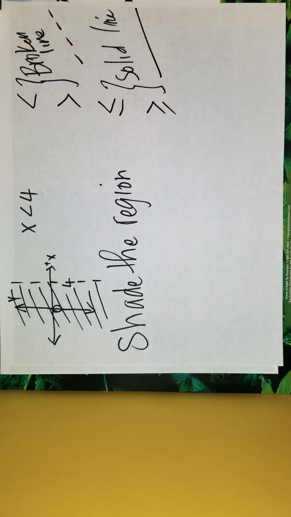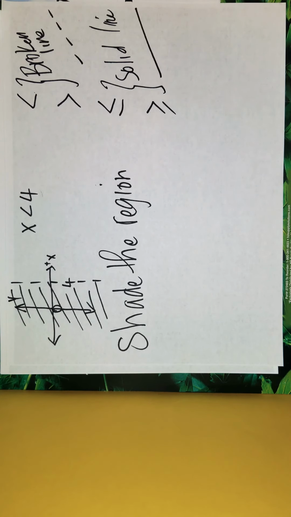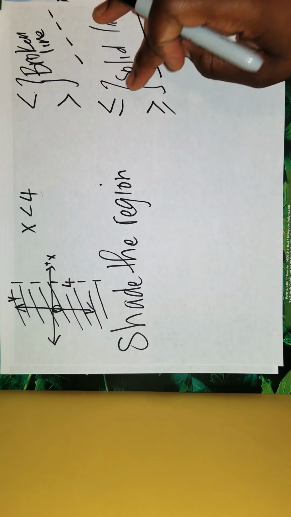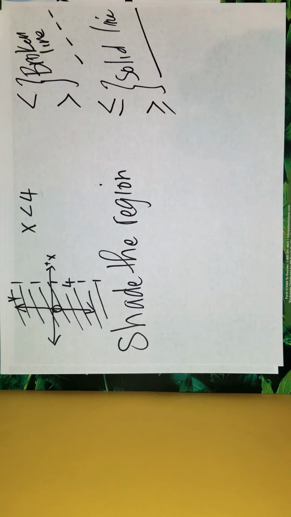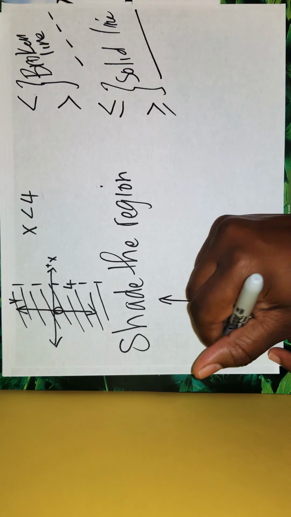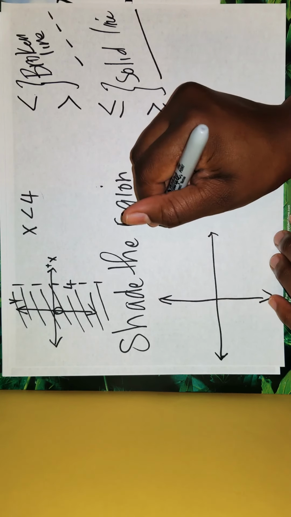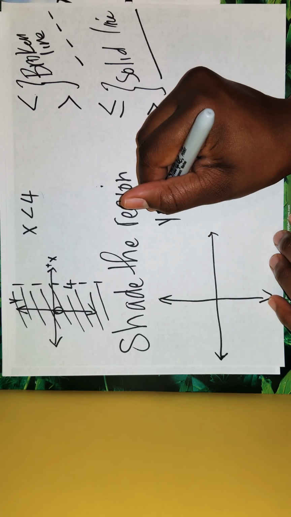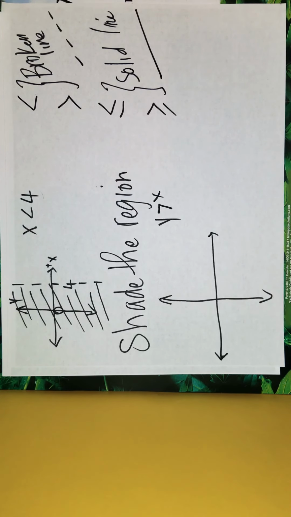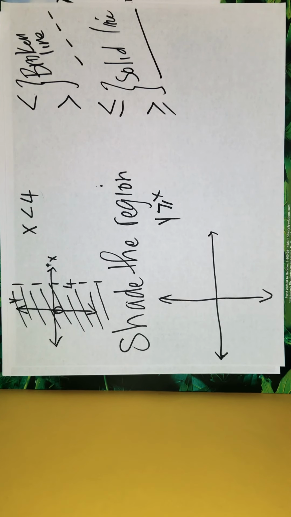Okay? So once you understand the concept, that less than or greater than means a broken line, and less than or equal to, greater than or equal to means a solid line, you are good to go. So let me show you a region where, what did they say? y is greater than x. Yeah, y is greater than x. Let me just use greater than or equal to, since we have that already. y is greater than or equal to x.